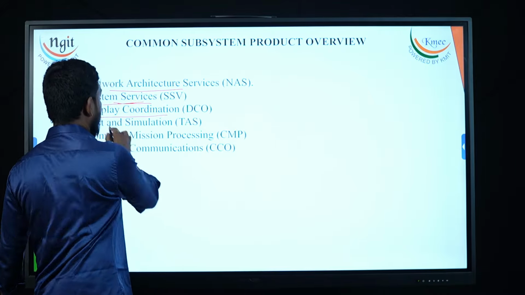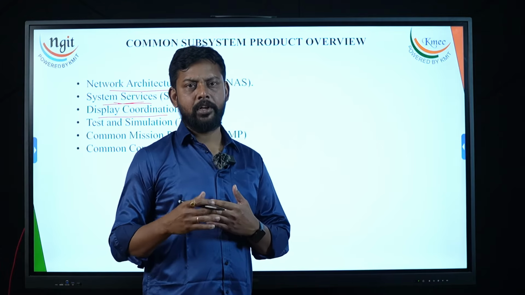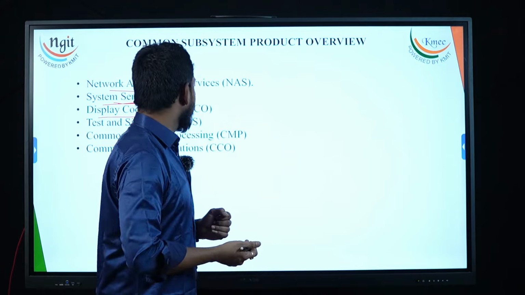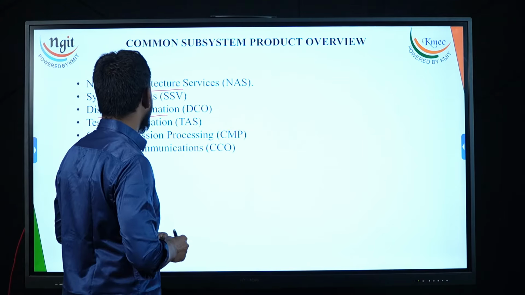Third is your display coordination. So the third unit consists of how you are going to display your data, like how we are going to project your data onto your display console. So that is what your display coordination product consists of.